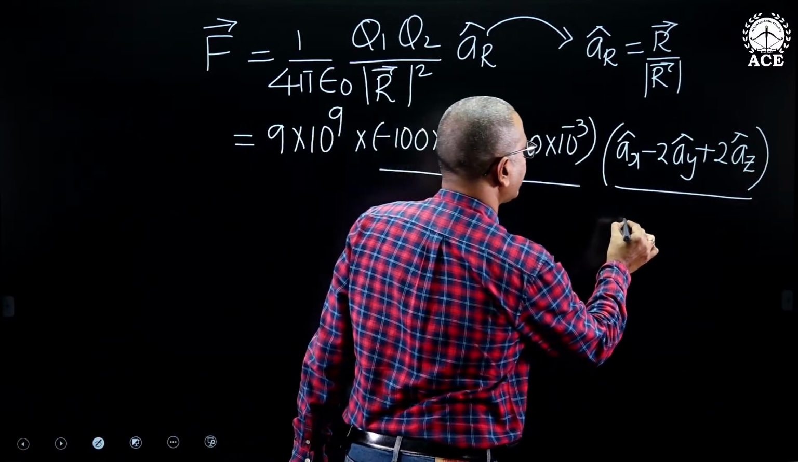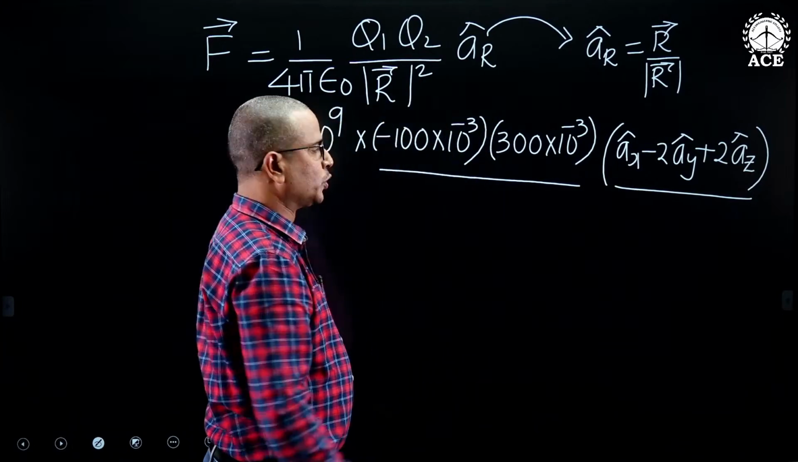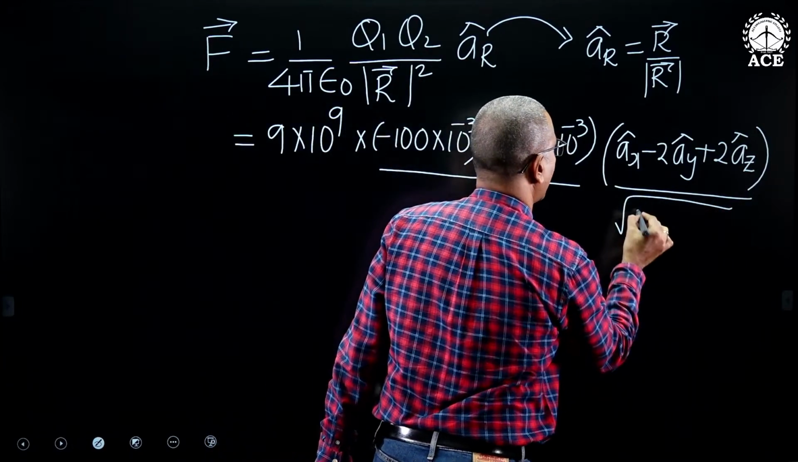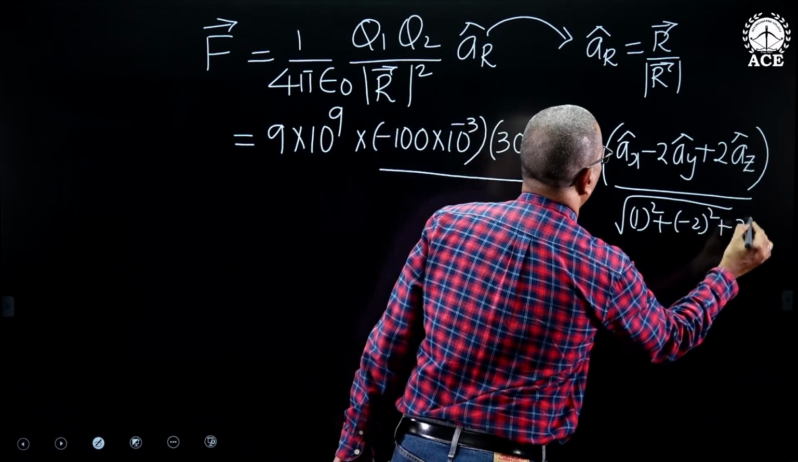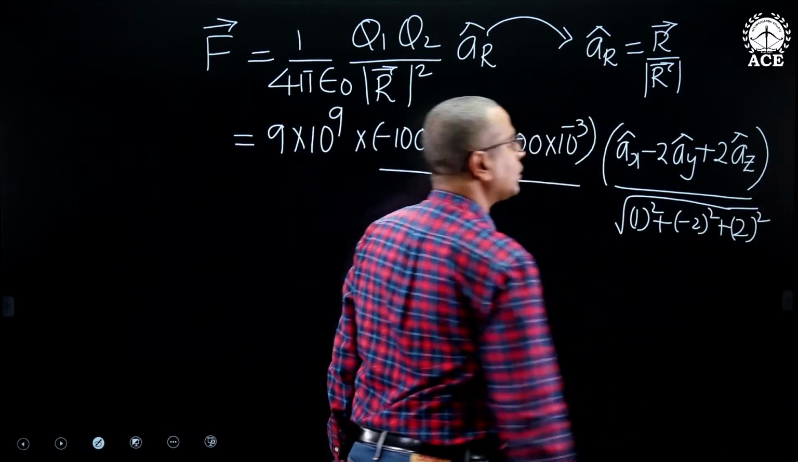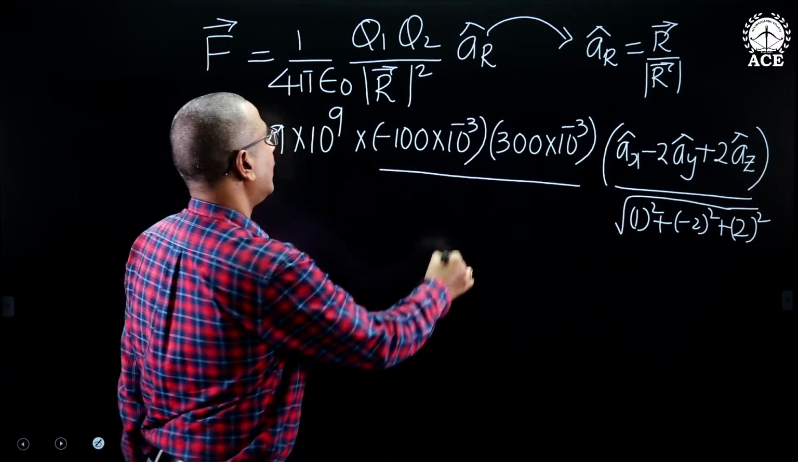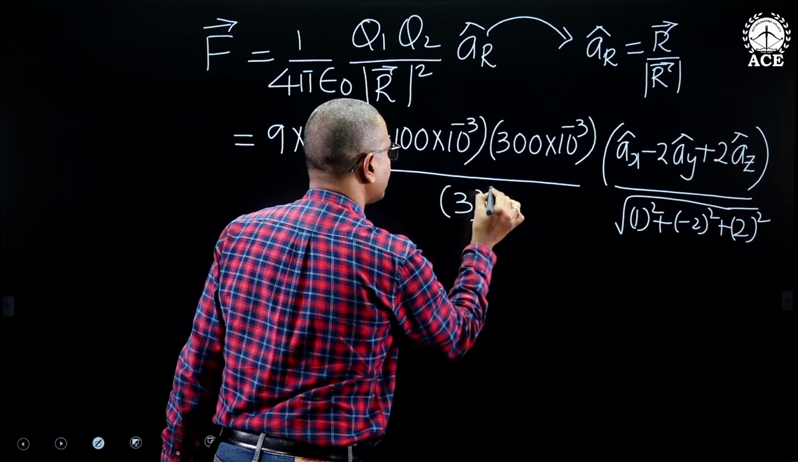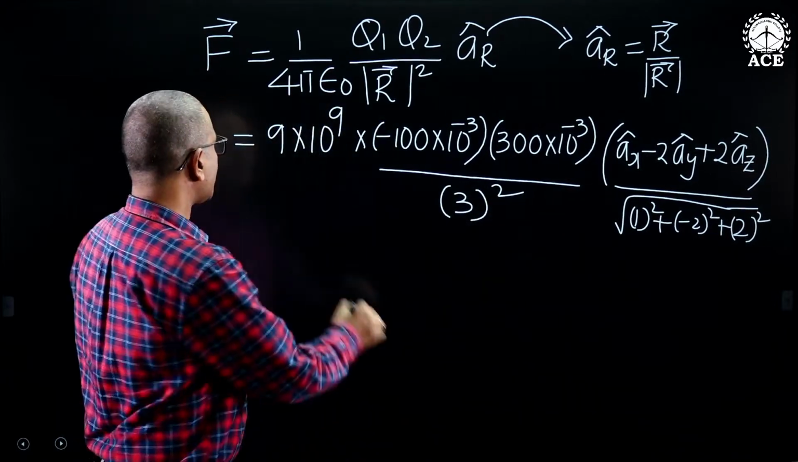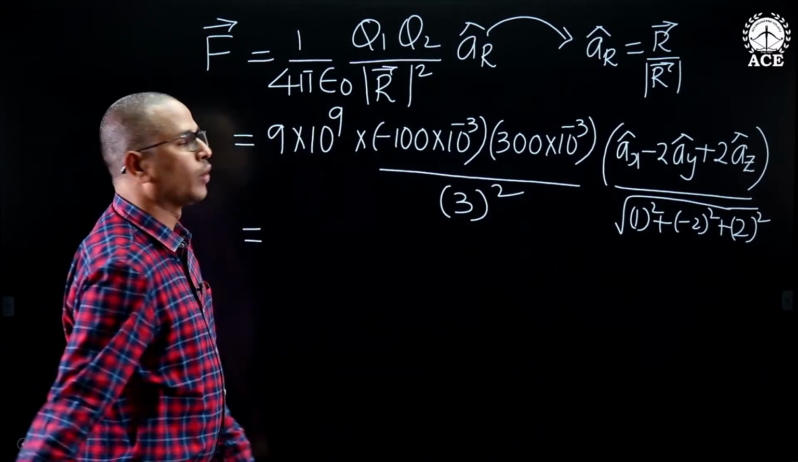What is the magnitude of this? Square root of 1 square plus minus 2 whole square plus 2 square. I am just writing for your understanding. Root 9, root 9 is 3. Here we need root 9 whole square, means 3 square. That's all. I'm just giving you, for your understanding, one more step.